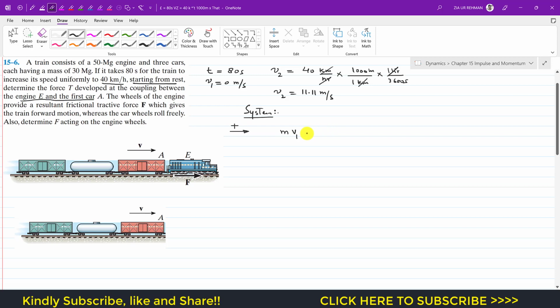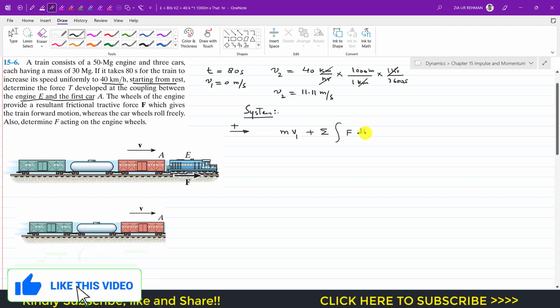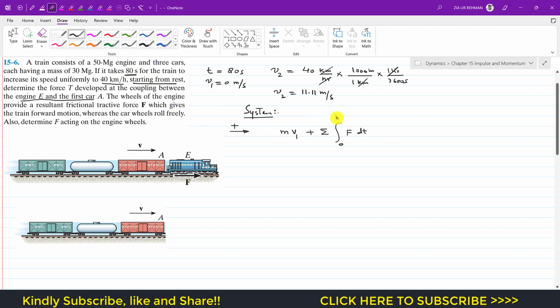So this is MV1 plus the summation of the impulses due to the external forces from 0 to 80 seconds. This is given. And that will be equal to the final momentum, that is MV2. Now the initial velocity is 0, so this term will become 0. And if we consider this whole system, so the only external force is that F force, the tractive force, the resultant frictional tractive force, which gives the train forward motion. So that is F, and that F is constant.